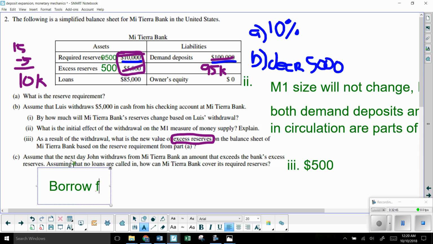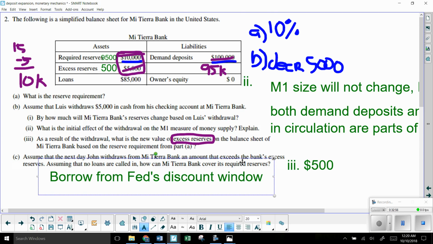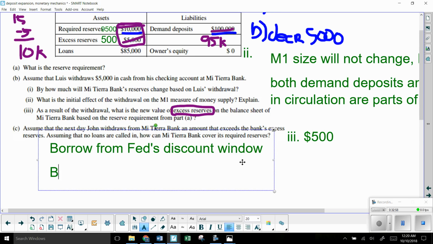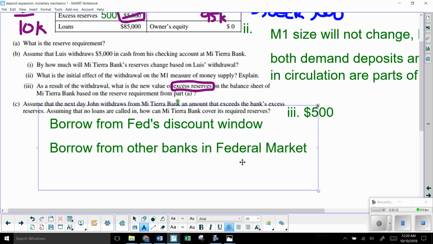Well, they could go get that money from the Fed and borrow it from the discount window and pay the discount rate as the interest rate on that loan. Or they could go to a neighborhood bank, a different bank, and say, we want to borrow from other banks in the federal funds market, and then pay the federal funds rate for that loan. And there's a third answer that you could give here.